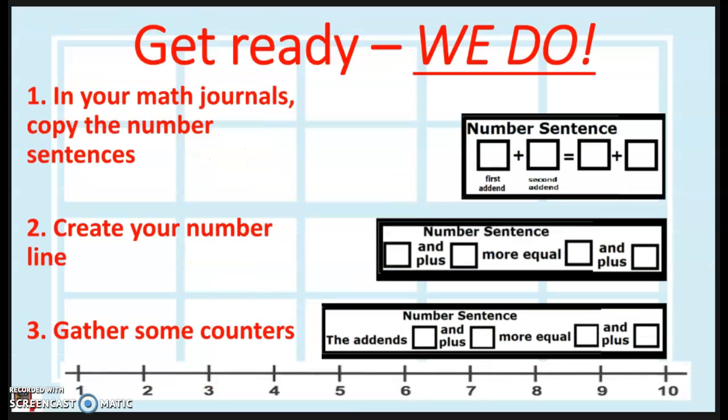What we're going to do today is add multiple add-ins. So what I want you to do right now is pause this video, get out your math journals, and copy these number sentences down in your journals on 2 different sheets. Create your number line and then gather some counters. Unpause the video when you're ready, and let's get started.